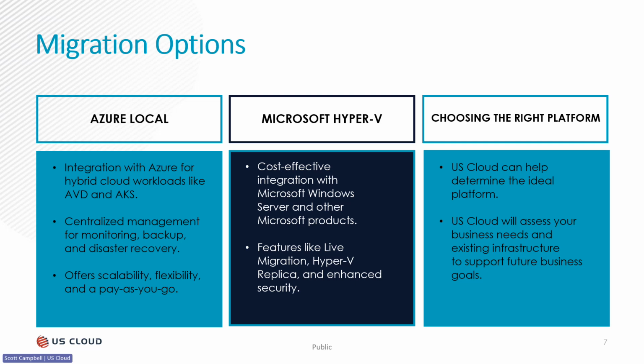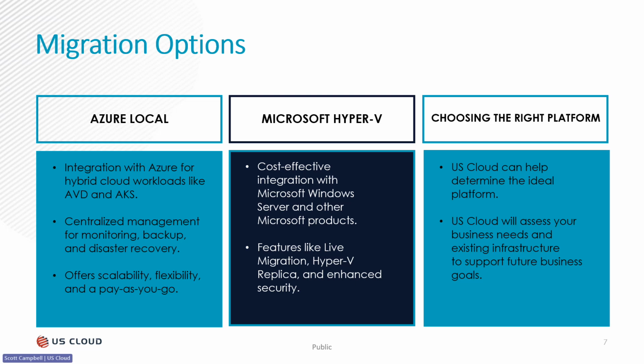What are the migration options for us? Again, Azure Local and Microsoft Windows Server Hyper-V. Why Azure Local? If you're interested in running hybrid workloads, such as Azure Virtual Desktop or Azure Kubernetes Service, Azure Local makes sense. It supports these workloads in addition to integration with Azure for disaster recovery, business continuity, also providing centralized management, and it offers flexibility and pay-as-you-go licensing that may benefit you.